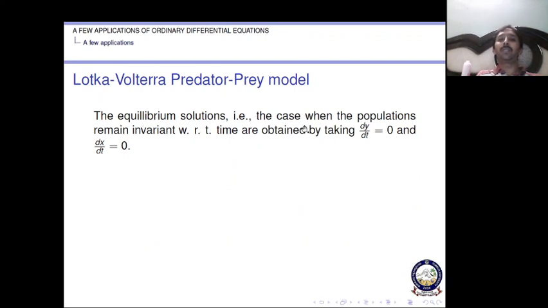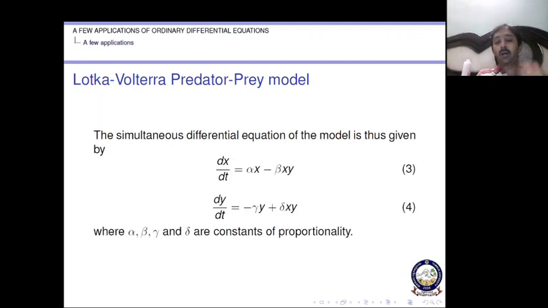Equilibrium solution is the case when the populations remain invariant. That means the populations remain unchanged. Now x is the population of rabbits and y is the population of foxes. When will they remain unchanged? When there is no change in the populations. That means the rate of change of x with respect to t and y with respect to t should be 0.